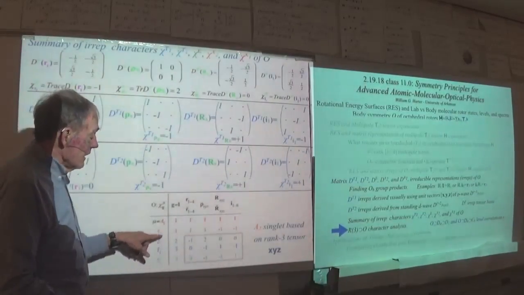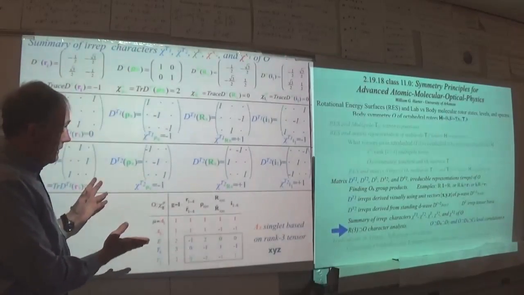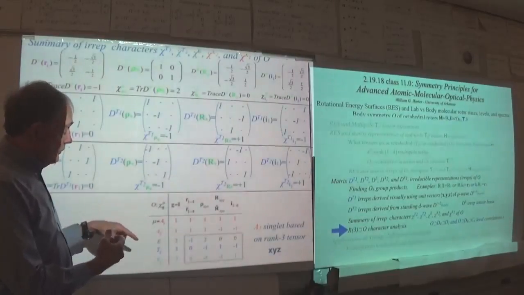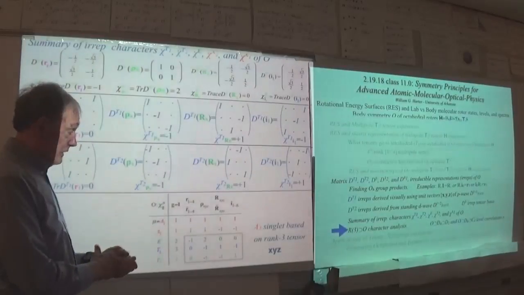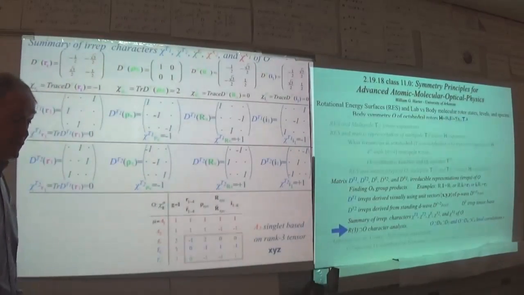That is, we can figure out how the representations of R3 will reduce to these irreducible representations of the octahedral symmetry. That is a pretty big job right there.